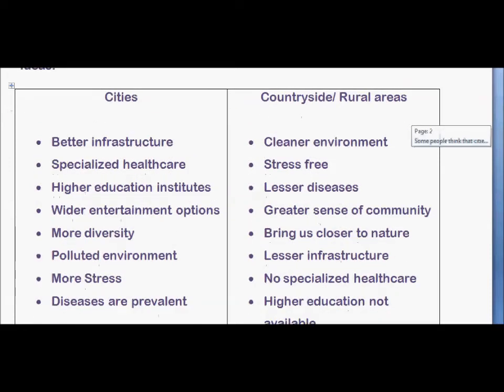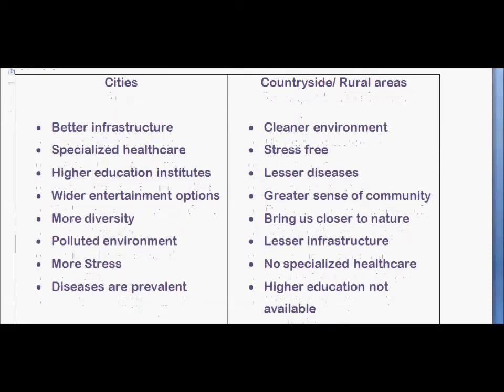In this essay, let's look at our points, our ideas. We've got cities on this side and the countryside or rural areas on this side because we are trying to compare them eventually. I've got the advantages and disadvantages of cities on this side, and the advantages and disadvantages of the rural areas on this side. First of all, we will look at the cities.